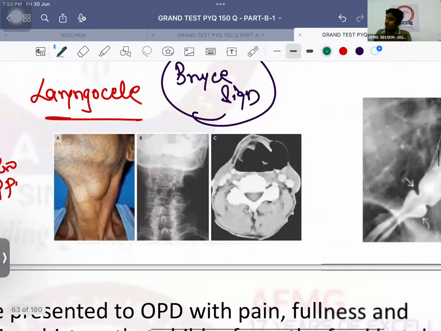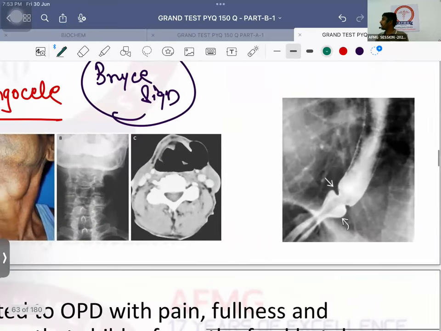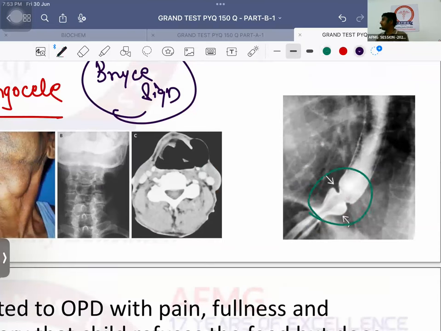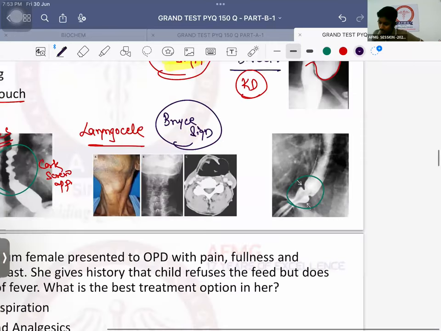What is this? Barium swallow showing a fibrotic ring in the esophagus, known as the Schatzki ring. Most of the patients are asymptomatic, no treatment, but symptomatic patients go for balloon dilatation.